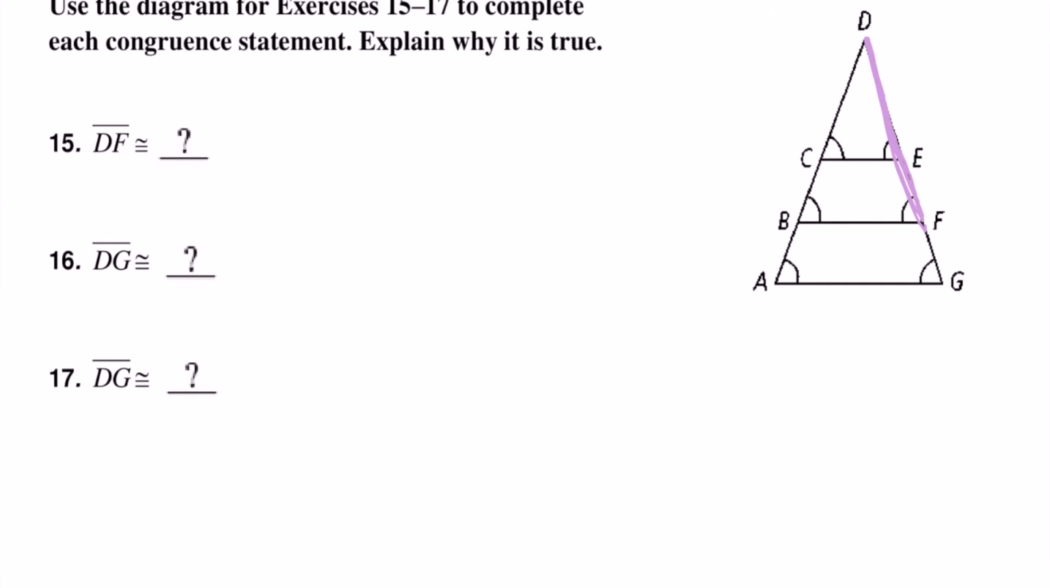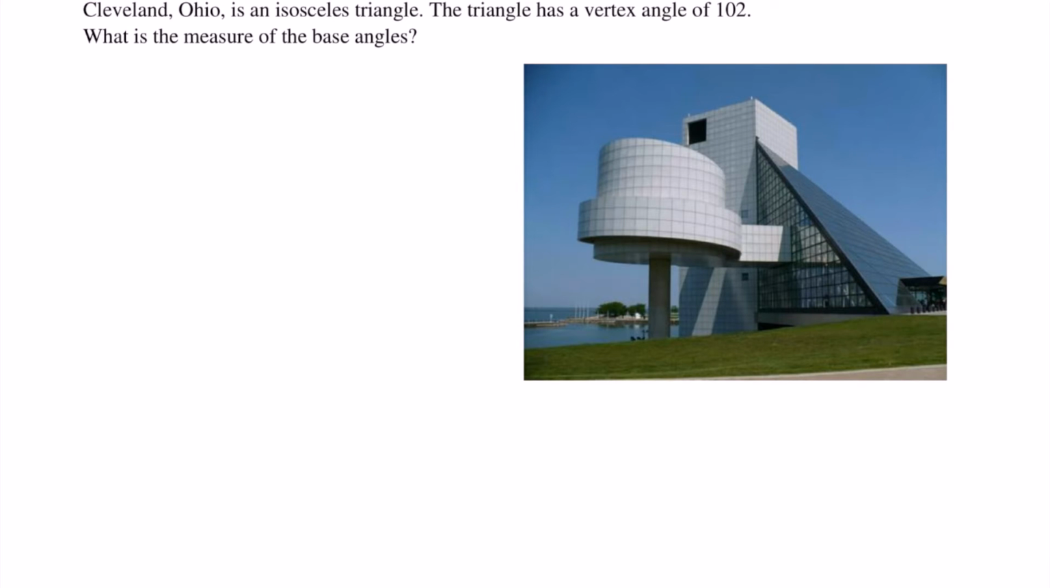And it's part of triangle DFB. So if you look at this triangle, we know that the base angles are congruent. So the side across from this angle is DF. The side across from this angle, since these two angles right here are congruent, the two sides across from them must be congruent. So that must be DB. And I think you can figure out 16 and 17 from that.